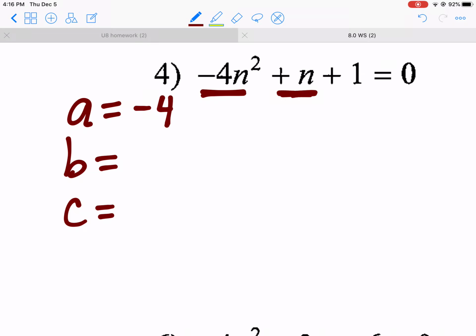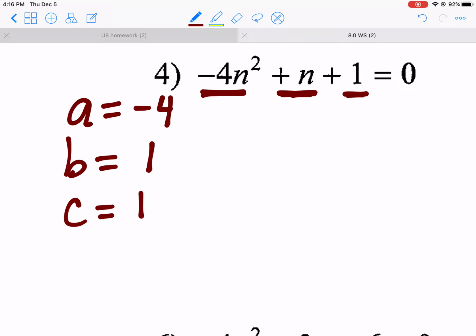The coefficient of the linear term seems to be missing, but it's not 0. If it were 0, then I'd have 0 times n, which is 0. The n wouldn't be there at all. So instead, the thing that's there but we don't write is 1, right? So the coefficient of the linear term in this case is 1, and our constant term is 1.